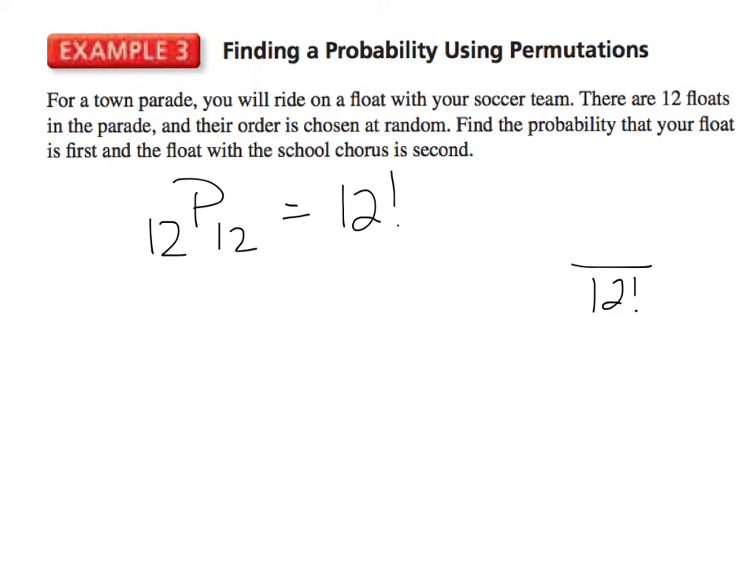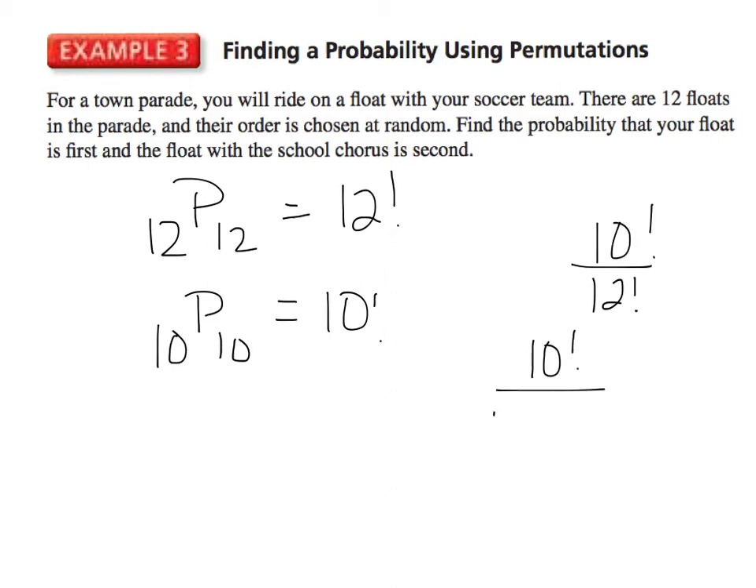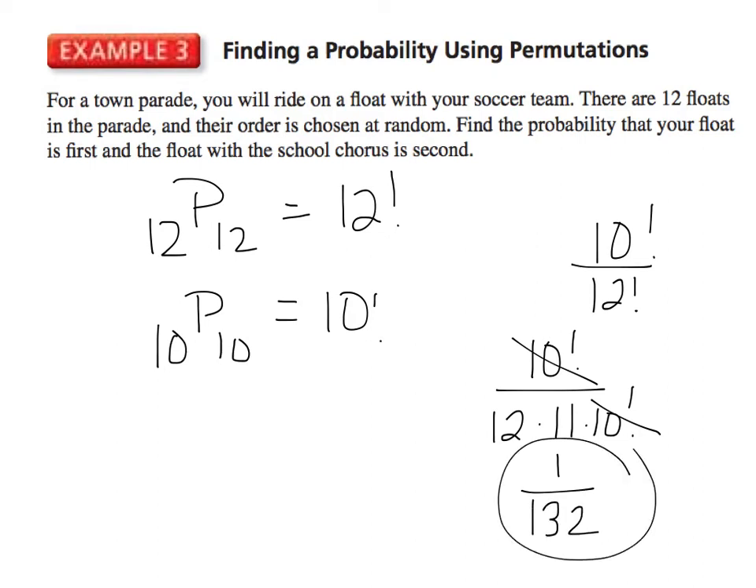Well, I can do the complement here. Write the number of favorable outcomes as the number of permutations of the other floats, given that the soccer team is first and the chorus is second. So that'd be 10 permute 10, which is 10 factorial. So I can take 10 factorial divided by 12 factorial. So I can set it up like this. The 10 factorials cancel. So this probability would be 1 over 132.